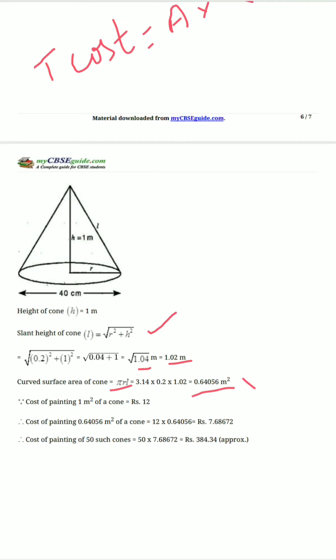Then we have to find the cost. Now the rate is given: the cost of painting for 1 meter square is rupees 12. So we multiply this area with 50, we will get the area of the 50 cones, and multiply that area with the rate 12, we will get the total cost. So this way the total cost is coming 384.34 rupees. This way we can calculate the total cost of painting all such cones.